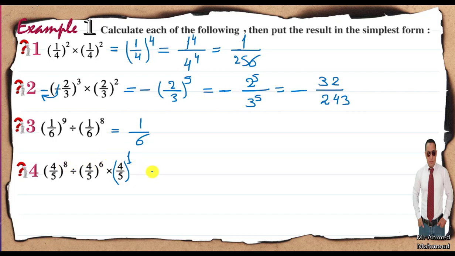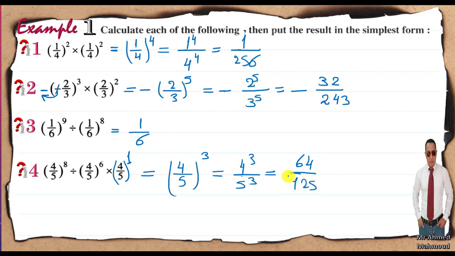Okay, the first step, write down 4 over 5. And 8 minus 6 is 2. 2 plus 1 equals 3. This is the first step. So I'm going to distribute the power: 4 to the power of 3 over 5 to the power of 3 equals 64 over 125.